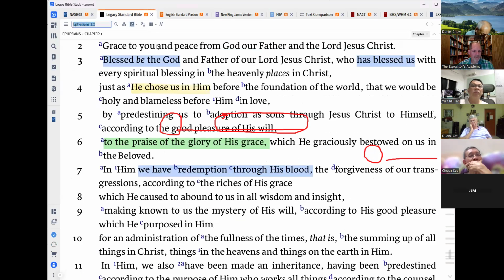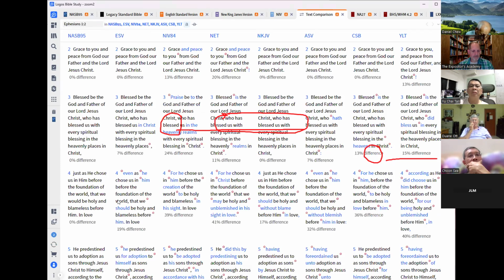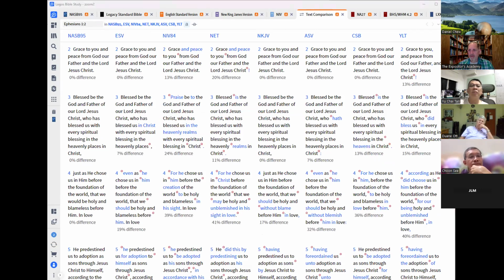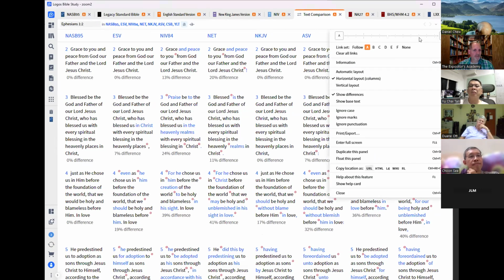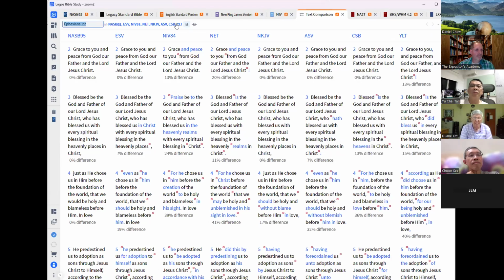Verse 5. Notice here in the Legacy Standard, maybe I'll do it this way. Sorry, I hope this isn't confusing. I'll try to be clear. Here I've got just a bunch of translations, comparisons. Oh, but I don't have. Let's see, how can I do this?